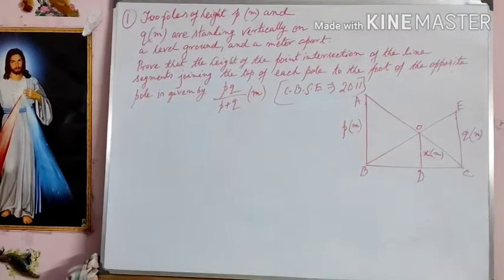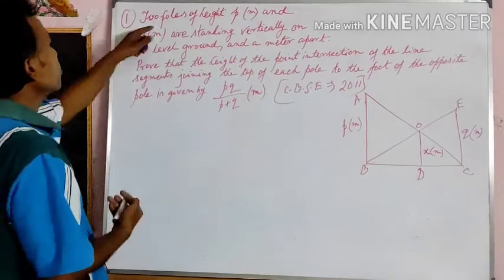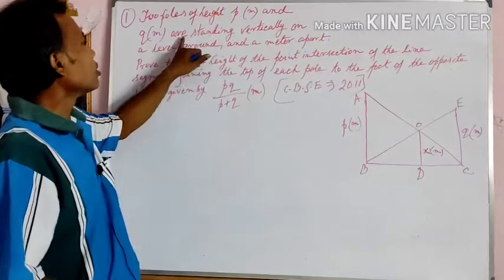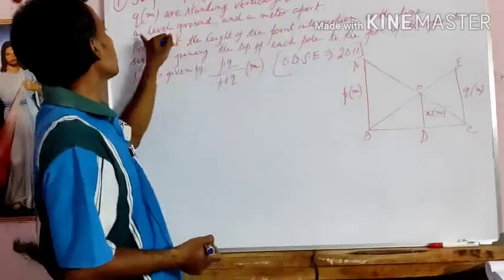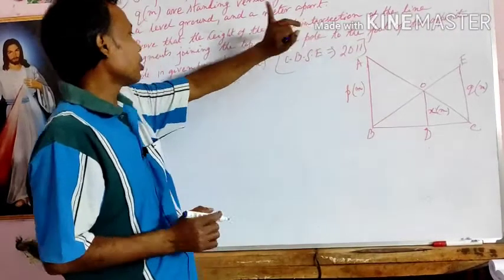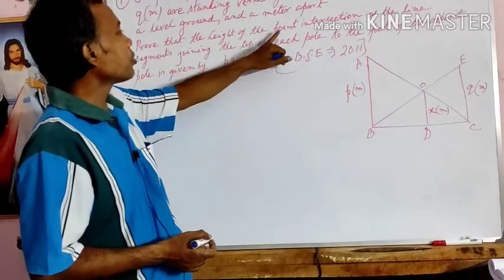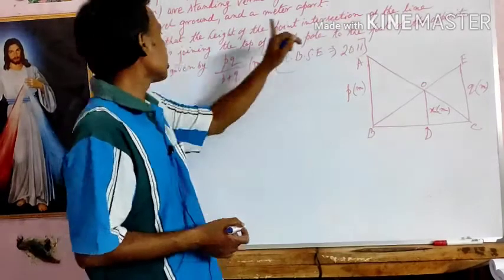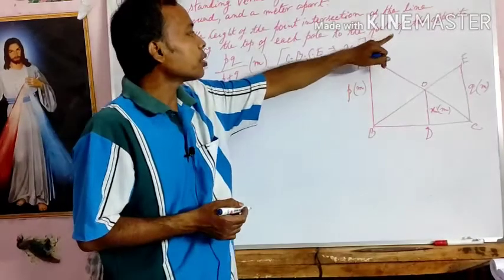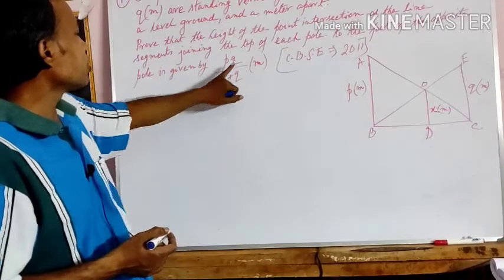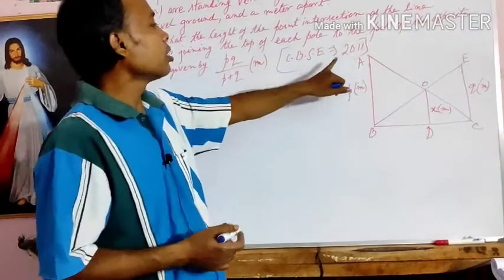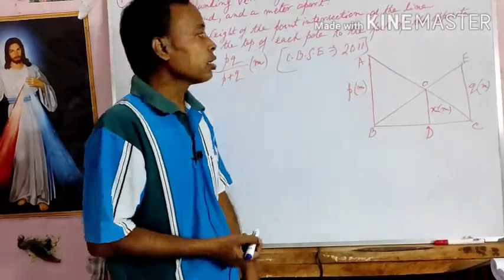CBSE class 10 question number 1. Two poles of height P meters and Q meters are standing vertically on a level ground and 1 meter apart. Prove that the height of the point of intersection of the line segments joining the top of each pole to the foot of the opposite pole is given by PQ by P plus Q meters. This question has come from CBSE in the year 2011. Very important question. Let us solve it.